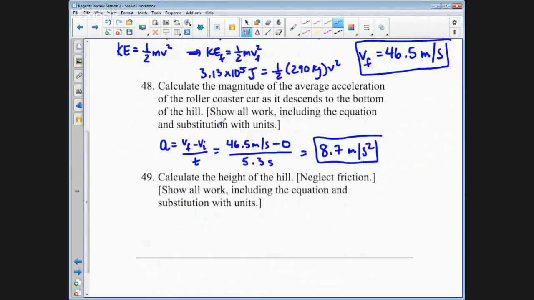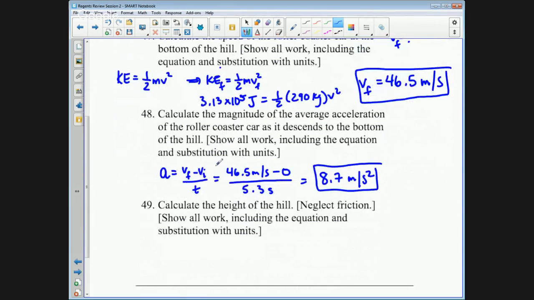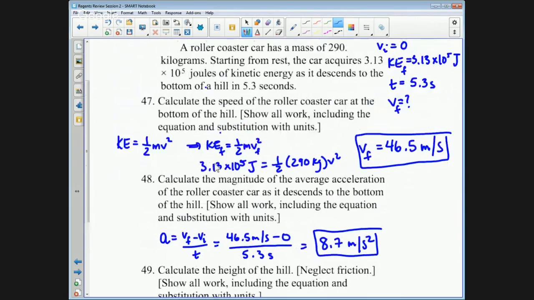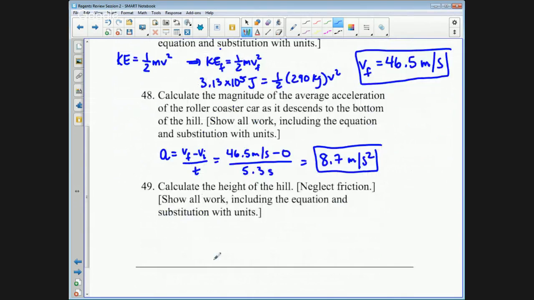Next, 49, calculate the height of the hill. Neglect friction, show all work. The only way to figure out the height is, there's a few ways actually. We can figure out the potential energy, mgh equals mgh. If we could figure out the kinetic energy at the top of the hill, we could figure out the potential energy at the top of the hill.